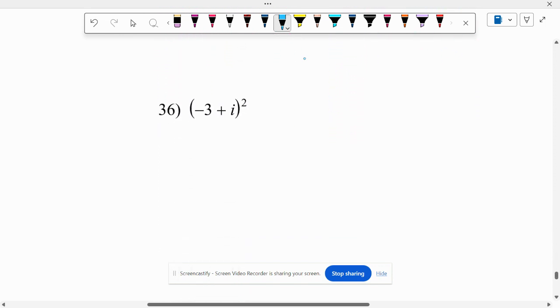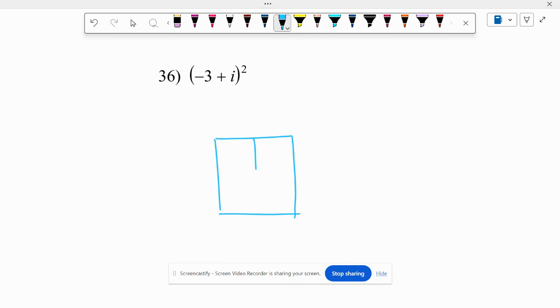Next one. I'm going to do another box because it's just that term squared. When we square it, it just means we multiply it by itself. So I have a negative 3 and an i, negative 3i. Who can fill the box out for me? 9. Keep going.